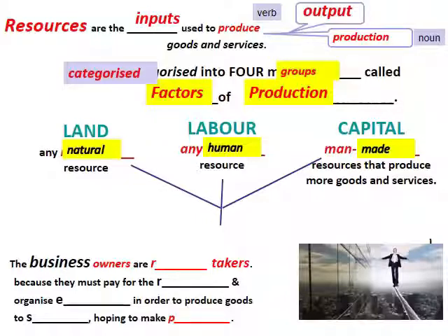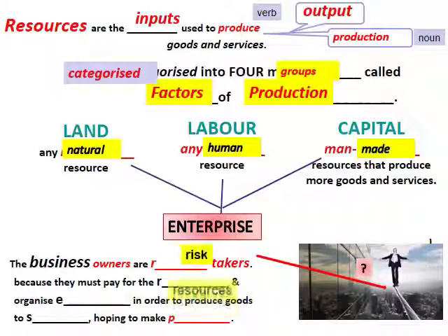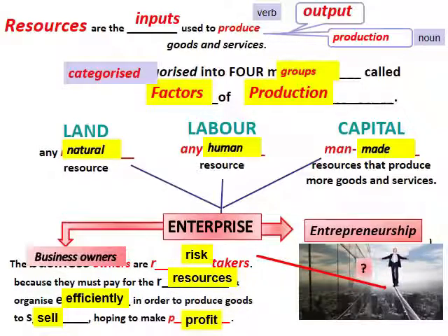Sometimes the factor of production is called enterprise. Another name that is used is called entrepreneurship. And of course, the business owners are the entrepreneurs. Why? Because they are risk takers. They have to put their money into a business, hoping that they'll get their money back, and plus some more. So they have to pay for the resources, organize them efficiently in order to produce goods and services to sell, hoping to make a profit.